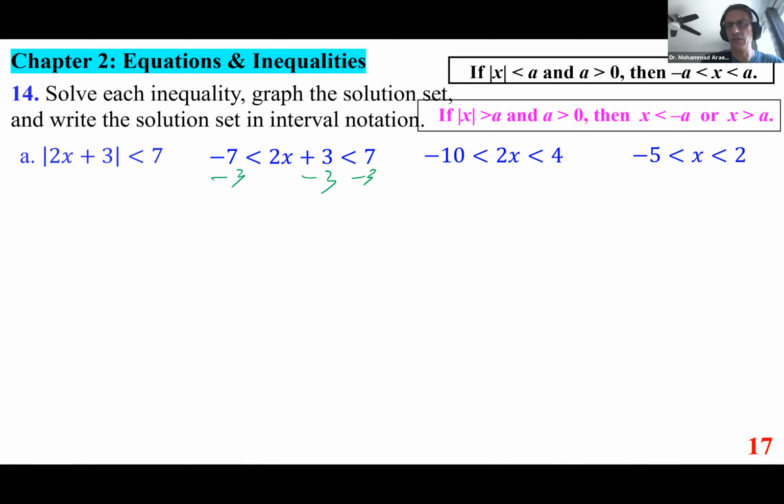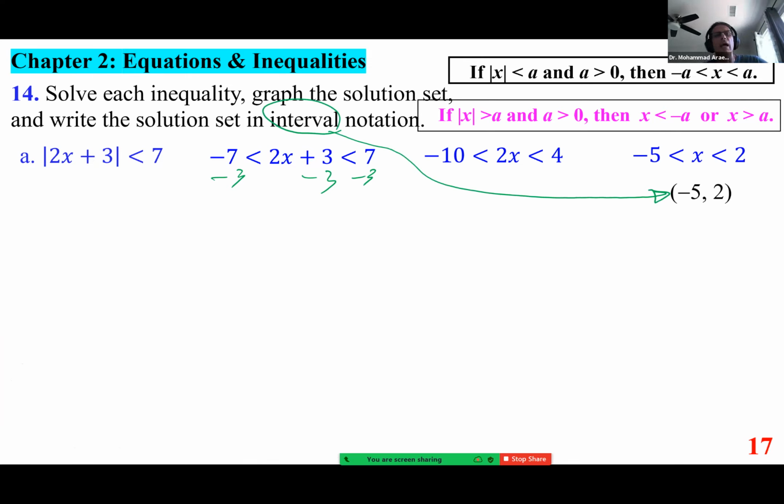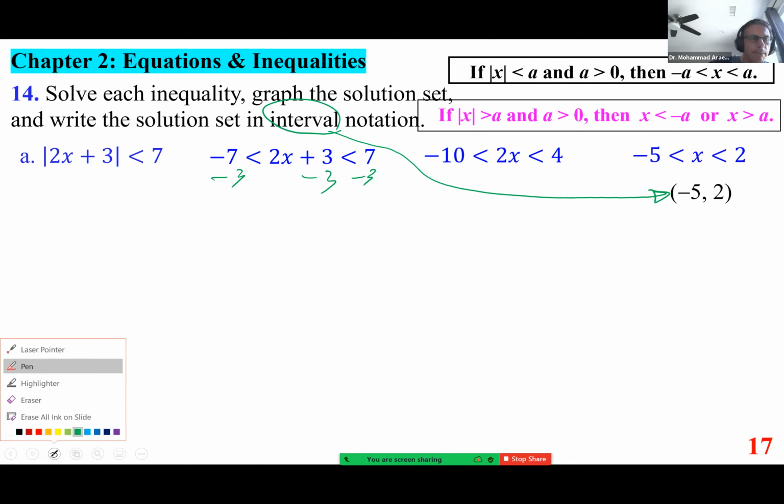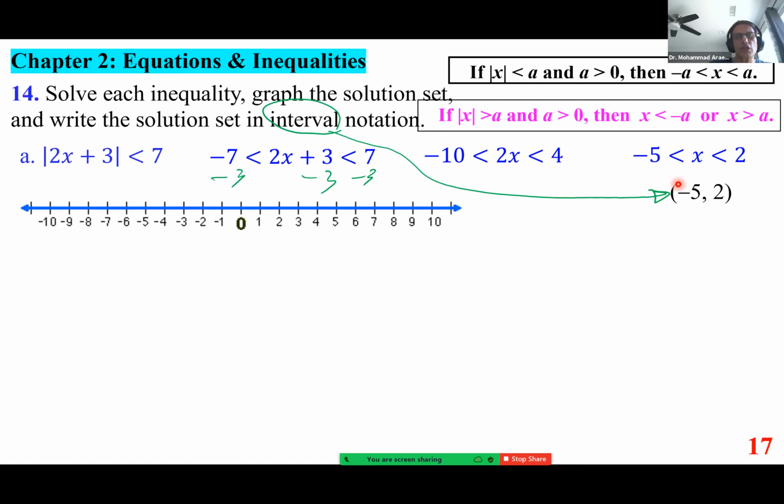We want to write the interval notation. This is the interval notation. And we want to graph this on a number line. So you draw a number line. We go from -5 to 2. -5 and 2 are not included because of the parentheses. And you can use either parentheses to represent that, or you can put a hole. Either way is fine. Don't mix them up. So if I put a hole here and here, that's just as good.